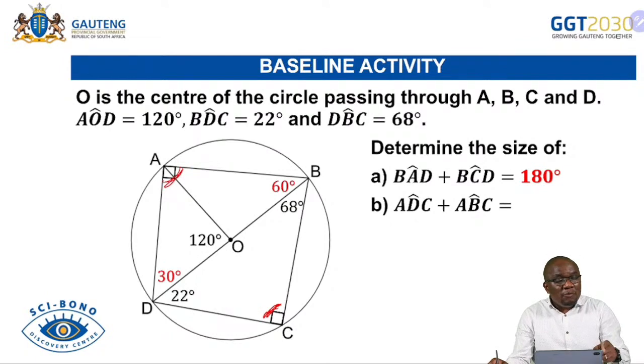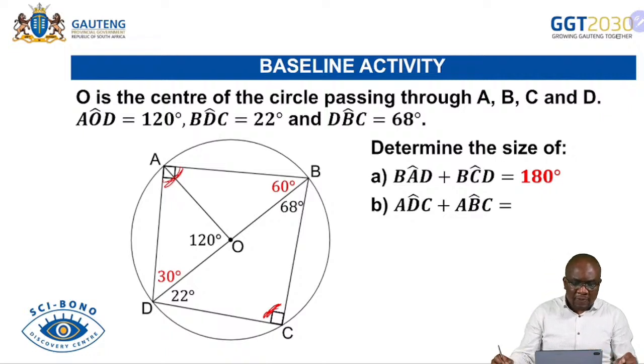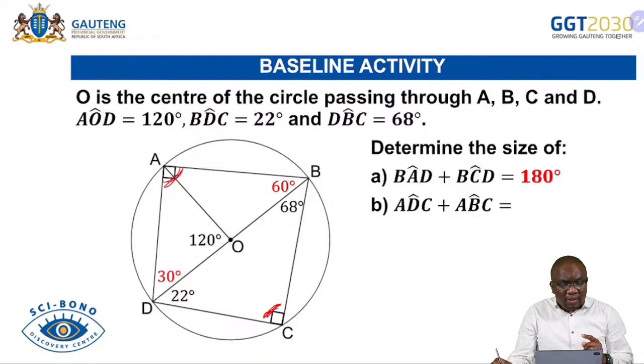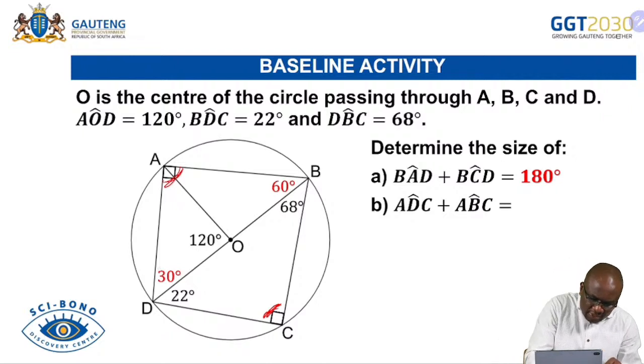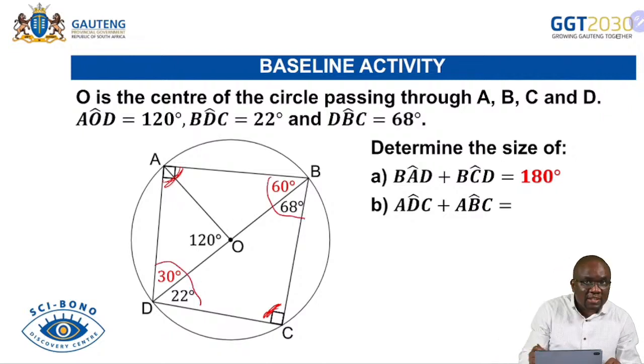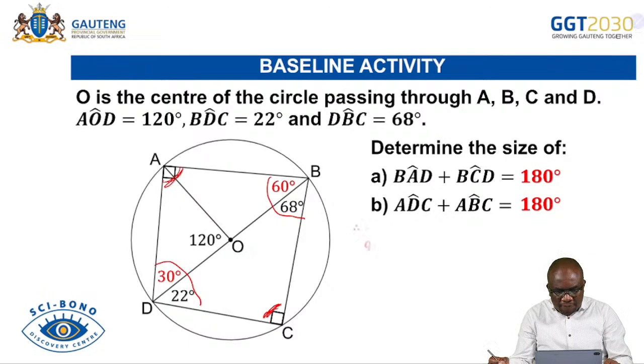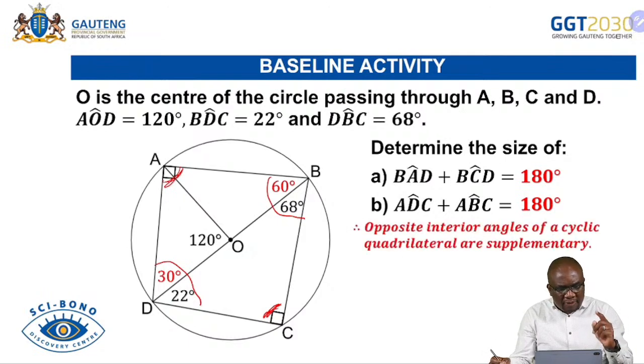But this is not the way we prove it. I'm going to show you how you prove it. Please don't take this one as a proof. I'm going to show you how we prove this. Right, and then now let's add these ones and see if we're going to get 180. Let's add those ones. So we're saying here, if you add them, 30 plus 22 plus 60 plus 68, you will get 180.